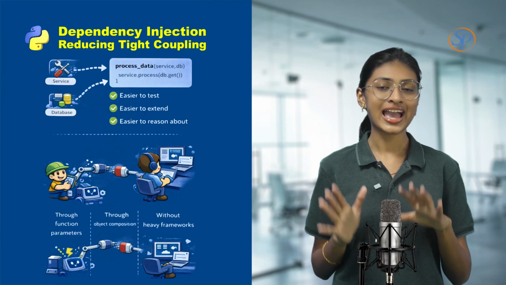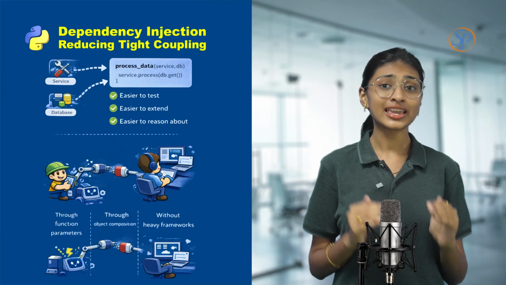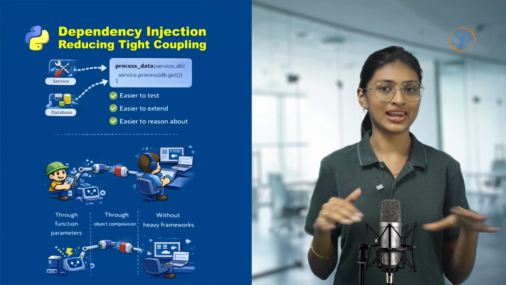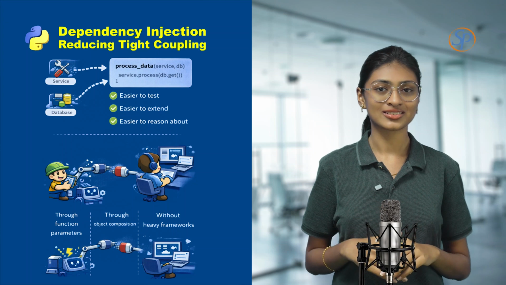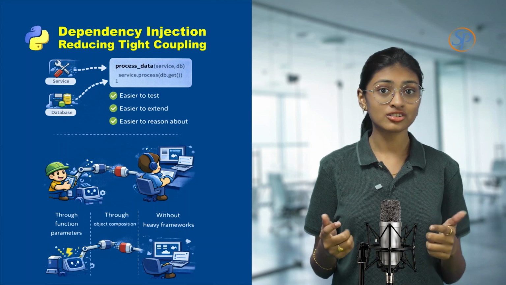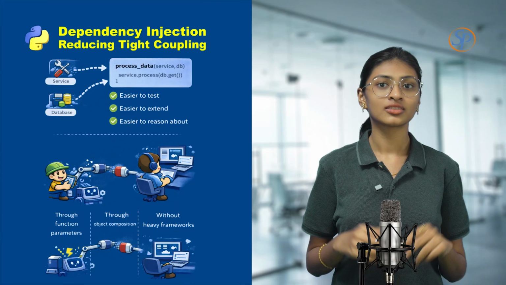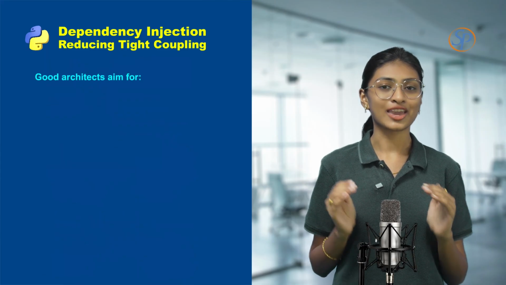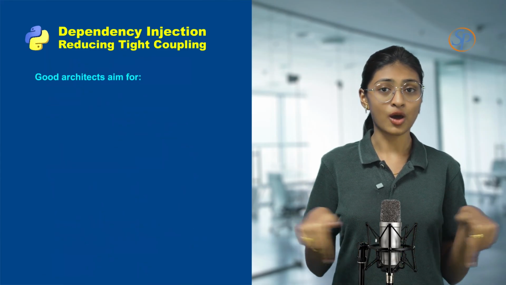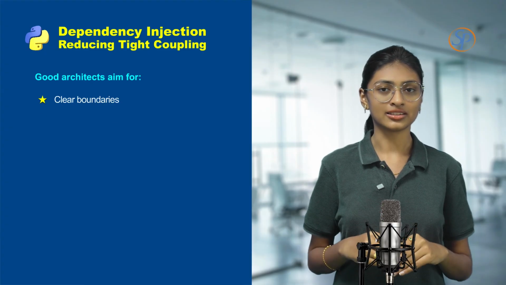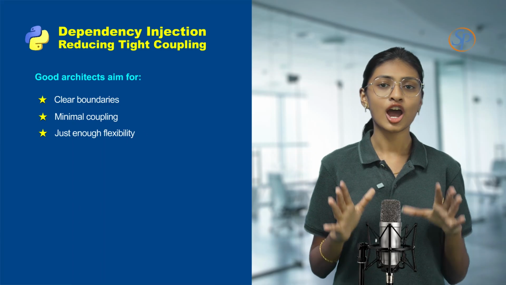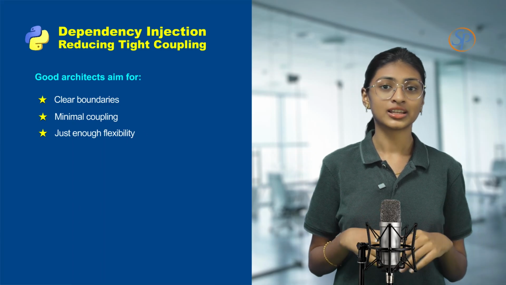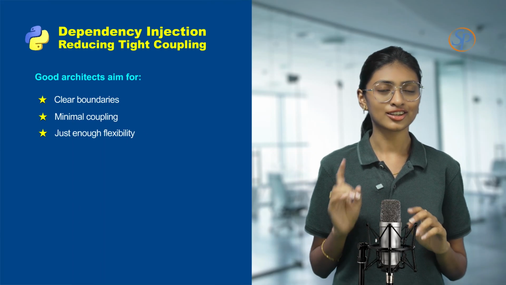Balancing flexibility and simplicity. Scalable architecture is about balance. Too little structure leads to chaos. Too much abstraction leads to confusion. Good architects aim for clear boundaries, minimal coupling, and just enough flexibility. The best systems are often boring internally, and that's a good thing.